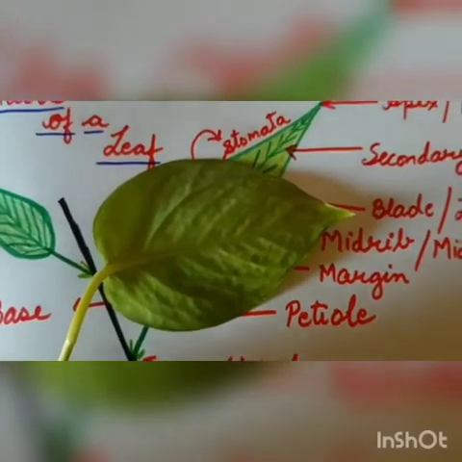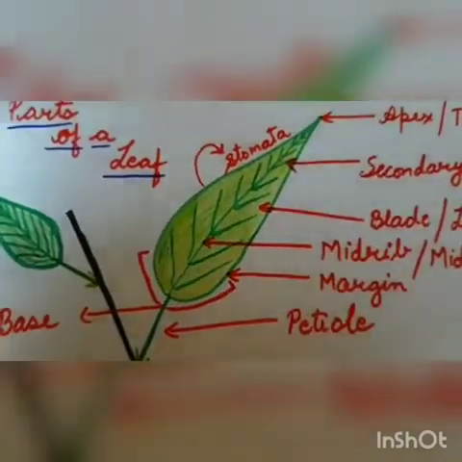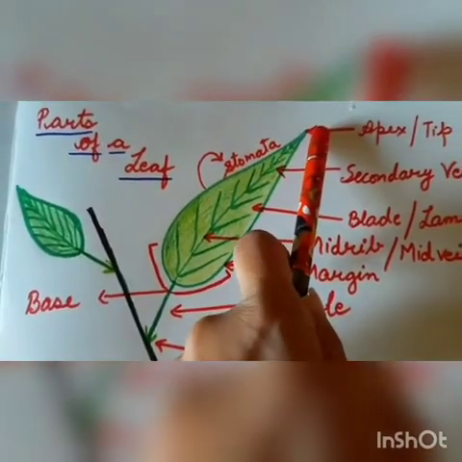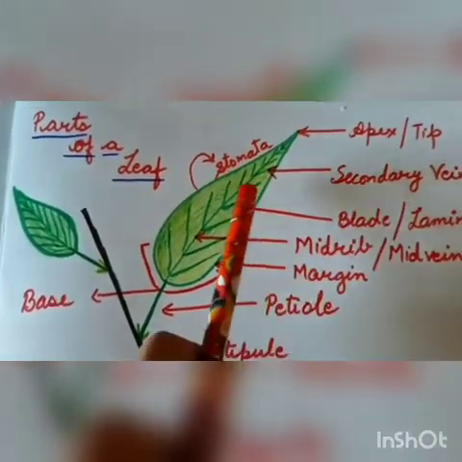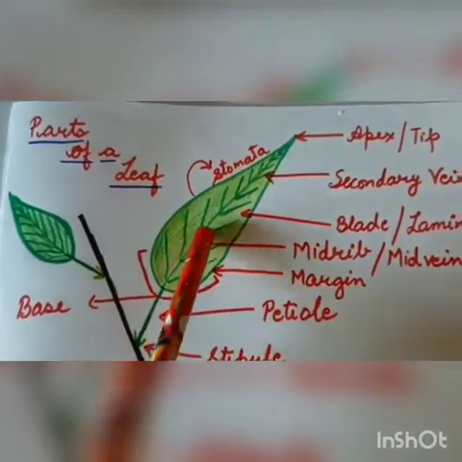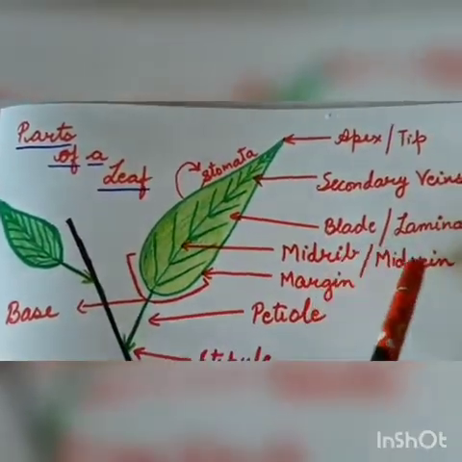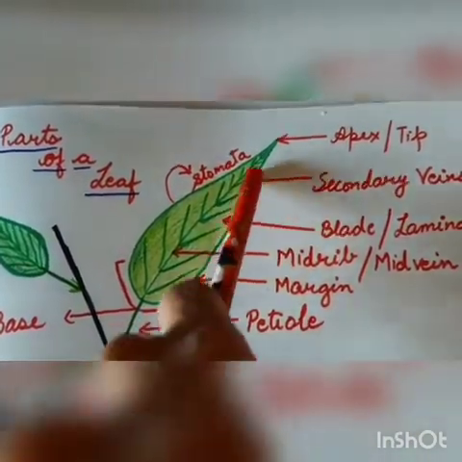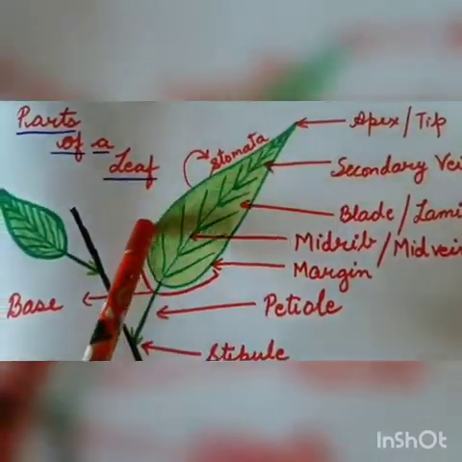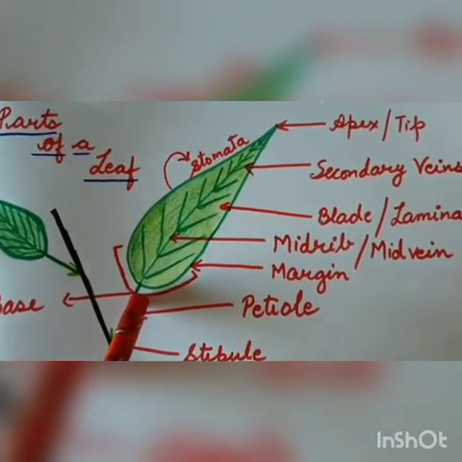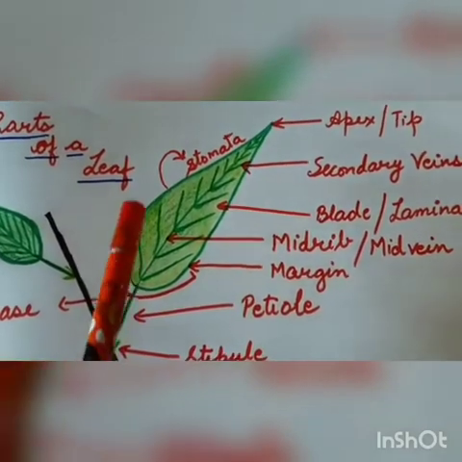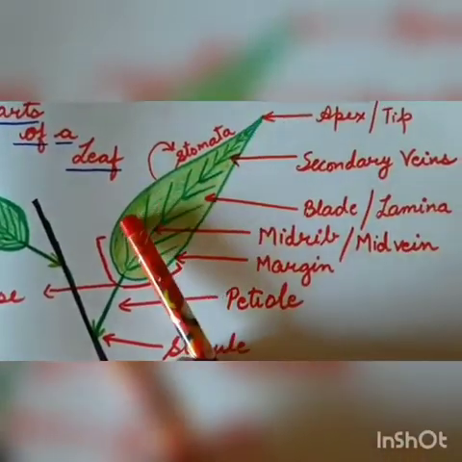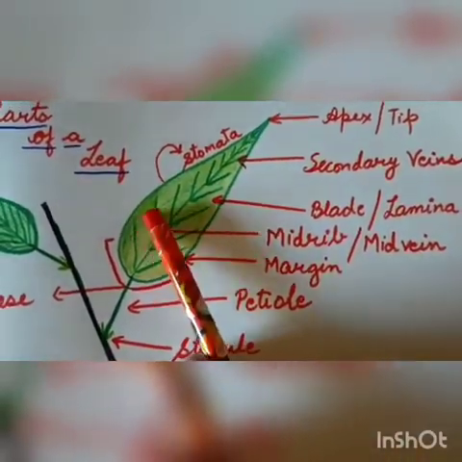Right? So, let me repeat all the parts of the leaf. This is the apex or the tip of the leaf. This line, this vein, is called midrib or the mid vein, right? This is called the margin of the leaf. Now, next we have blade or lamina. The whole flat part of the leaf is called lamina or the blade.